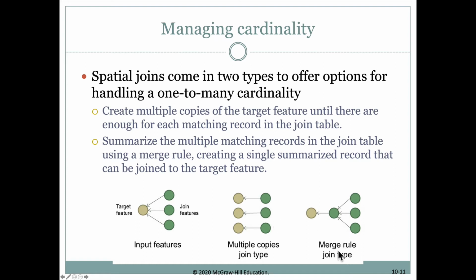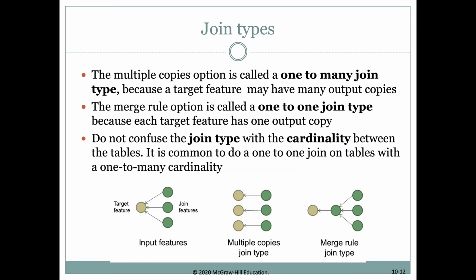Another thing that we can do is we can use some sort of merge rule or join type. So for example, if this had a number associated with it and we didn't need to know each of these 3 numbers, we could just sum that number, add those numbers together and put that into something that can be spatially joined to the target, then that would be another approach we can use. So 2 different examples here, right? One is using multiple copies of join type, and the other one is a merge rule for the join type.